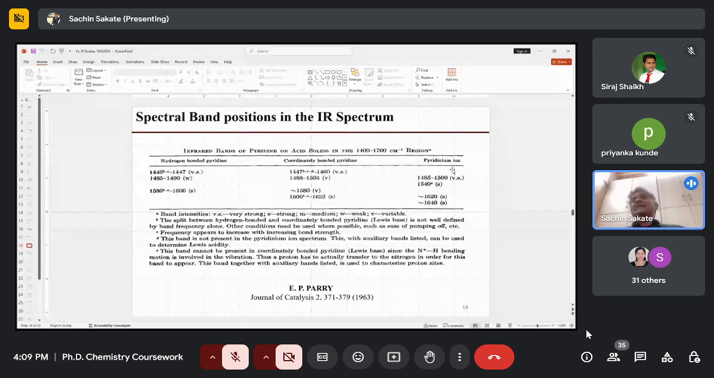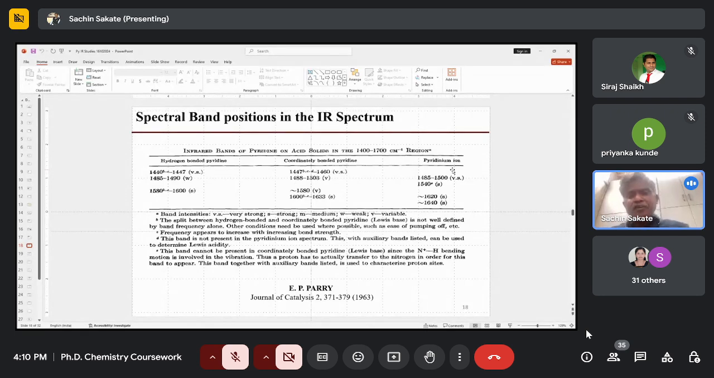Because the material is Bronsted acidic, that means that material donates H plus ion to the pyridine and it gets converted into the pyridinium ion. And that pyridinium ion is reflected in the IR spectra. And that is called the Bronsted acidic material. So this E.P. Parry paper was first reported in 1963. They have given the different categories: hydrogen bonded pyridine, coordinately bonded pyridine, and pyridinium ion. Actually, 1540 is the characteristic frequency for the pyridinium ion.